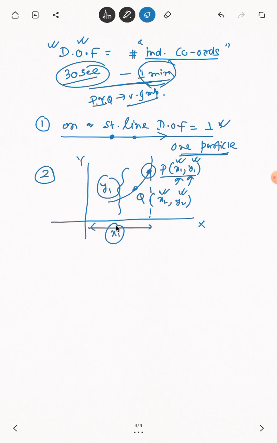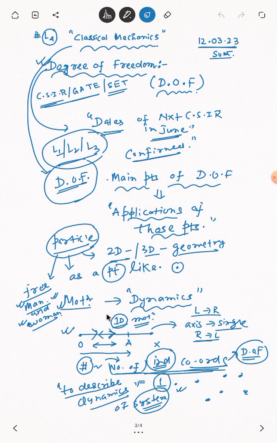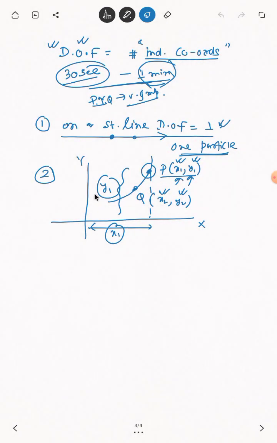So 2 coordinates are required, and we have already seen that when we discuss number of independent coordinates, these are 2 here. So for a single particle on 2D, the number of degree of freedom will always be 2.